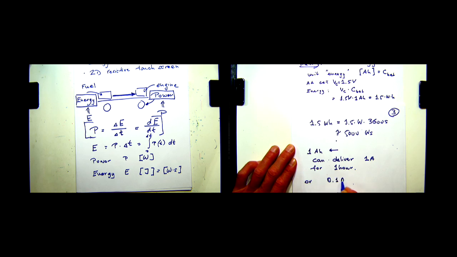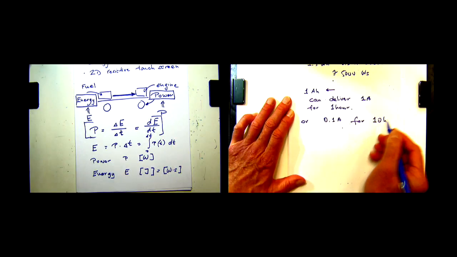0.1 amp for, well, how long could the same 1 amp hour battery deliver that? If we still have a 1 amp hour battery, but we're drawing only 0.1 amps, how long will the battery last? 10 hours. Okay, right, and of course you can make more examples like this one.